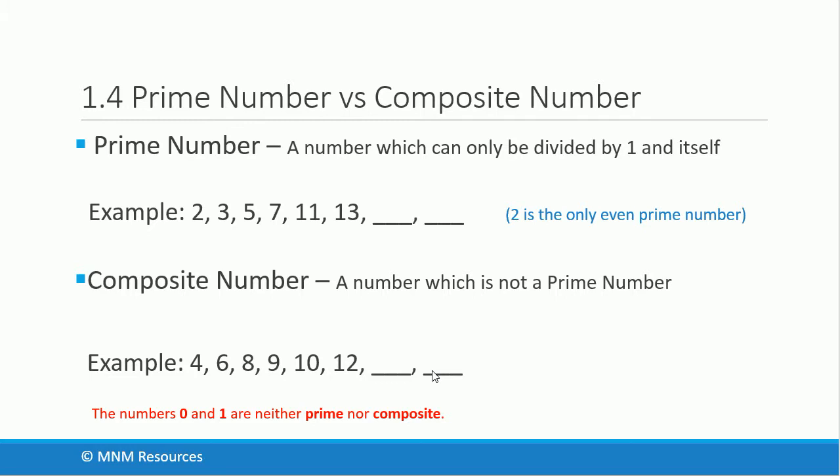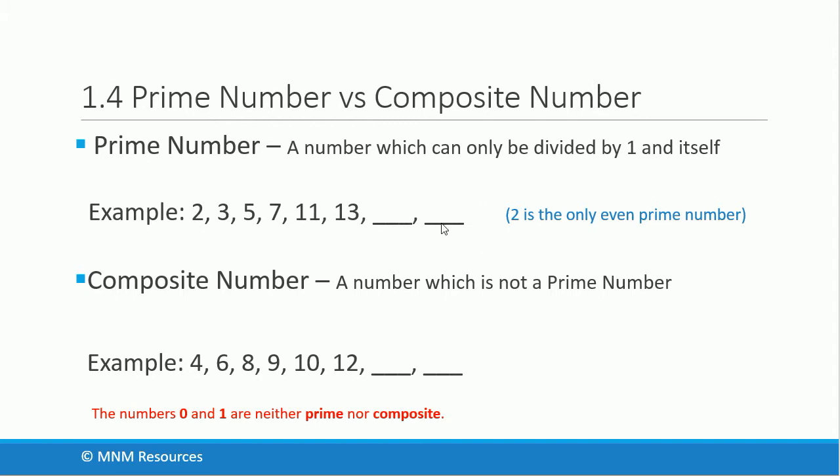What about 17? Can you divide 17 by anything other than 1 or 17? No, you can't. So 17 is definitely a prime number. What about 18? 18 is easy. It's an even number. We know that 2 is the only even prime number, so 18 is automatically a composite number. What about 19? Can you divide 19 by anything other than 1 or 19? Can you divide it by 3, 4, 5, 6? No. So 19 is definitely a prime number.